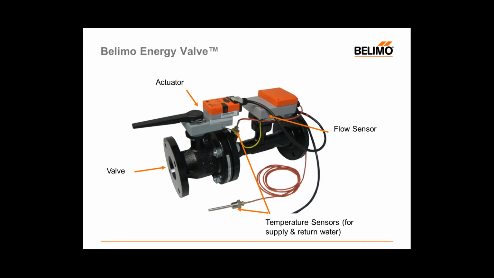And once we have flow and delta T, we can calculate BTUs. So remember, our BTUH formula was 500 times the flow rate times the delta T, and so we're able to get those here. So that's what makes our BTU meter. And then in addition to that, we made a BACnet capability for our energy valve, so you can communicate effectively.